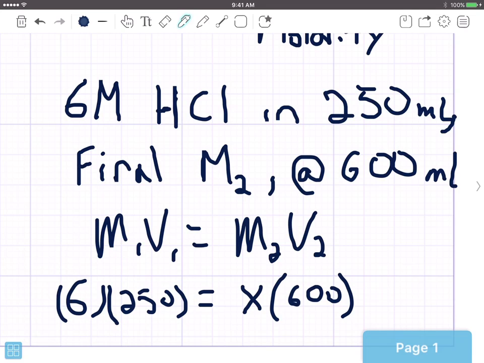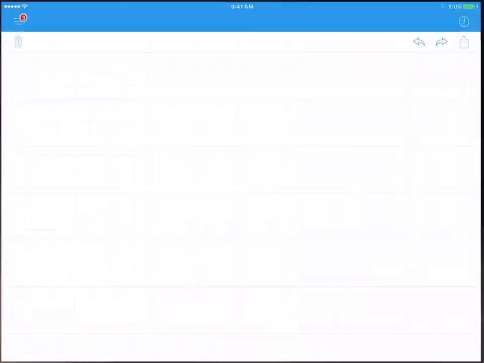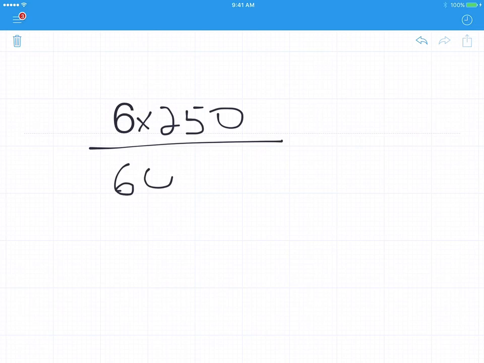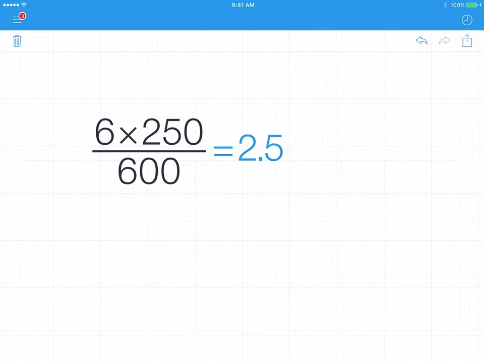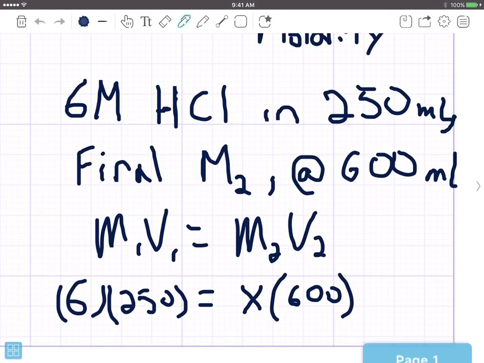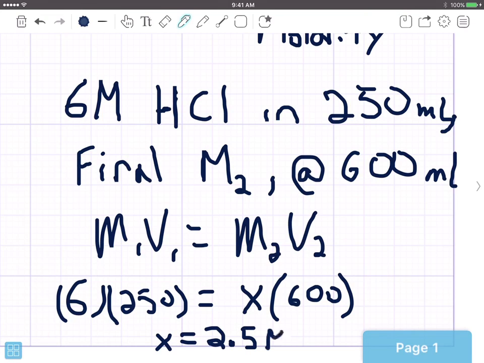We know how to solve this. 6 times 250 divided by 600. Pull out my fancy calculator. 6 times 250 divided by 600 is 2.5. Therefore, X equals a molarity of 2.5 moles per liter. Now, as my volume increased, my molarity decreased. That's normal. That's what we want.